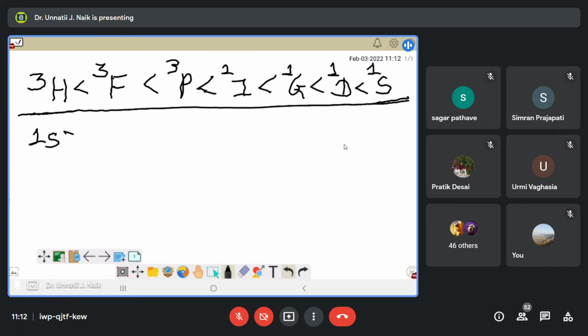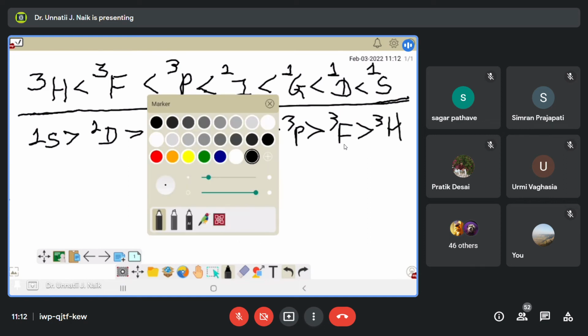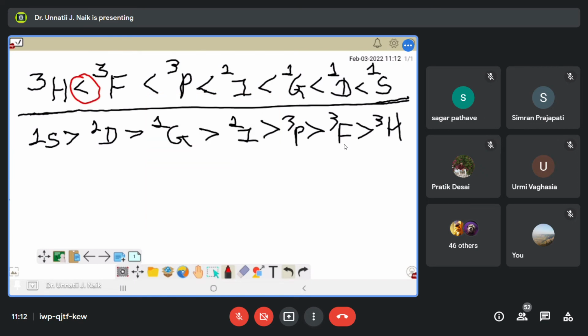1S is greater than 1D, is greater than 1G, is greater than 1I, is greater than 3P, is greater than 3F, and is greater than 3H. So you have to remember this and concentrate on this part. Either it is less than or it is greater than. If it is less than, then 3H will be on the most left part, and if it is greater than, the 1S will be over here. So concentrate on it, and depending on that, find out the answer.